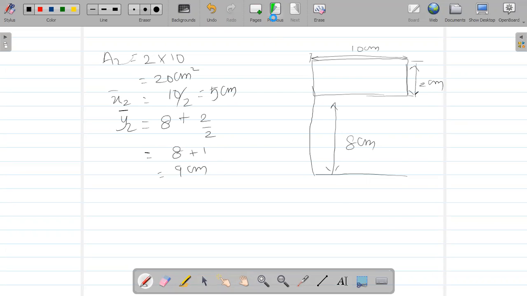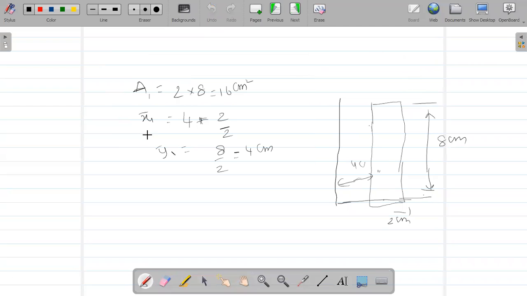So we have got, for section 1, x1 bar is equal to 4 plus 2 by 2. I forgot to write the value. What will this be? 4 plus 2 by 2 is 5 centimeter. So we have got the values of this.